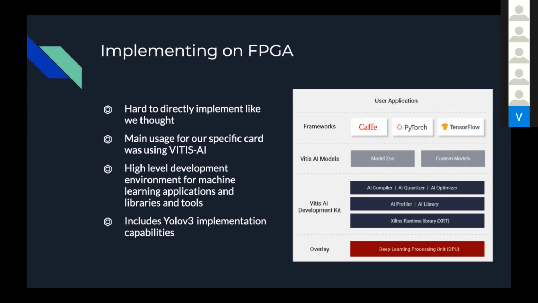So the main usage for our specific card, which was the U200, was using Vitis AI, which is an artificial intelligence and machine learning library that helps us communicate with the card. And it's run all through terminal. So we were able to do it right on the node in Sandbox 9. It's a high-level development environment for machine learning applications, and it contains a lot of libraries and tools that you can compile on premises and deploy that way. And it also includes YOLO v3 implementation capabilities. Next slide.